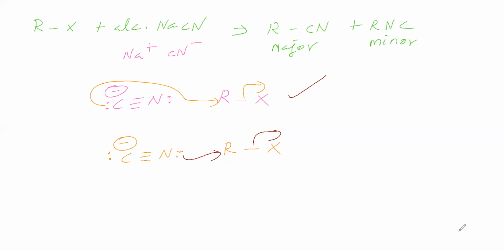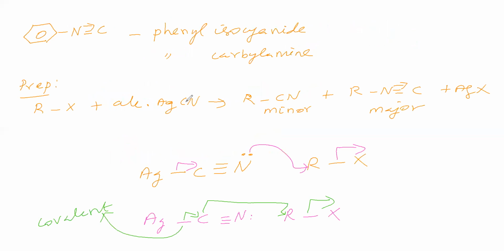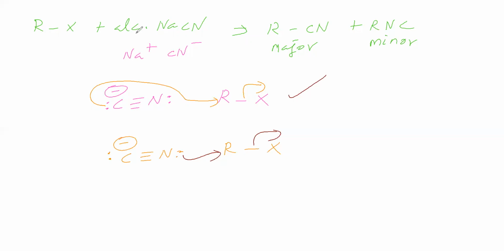So if you take alcoholic AgCN, isocyanide is major. If you take alcoholic NaCN, cyanide is the major product.